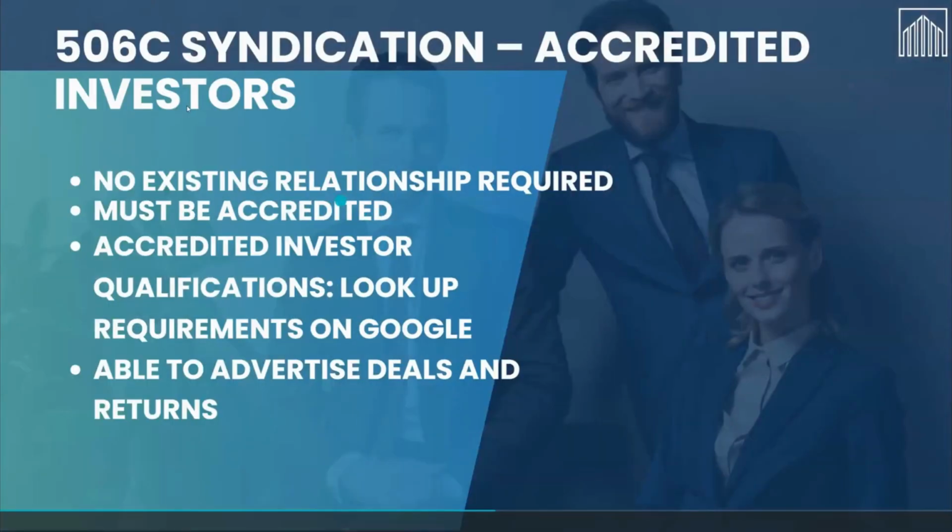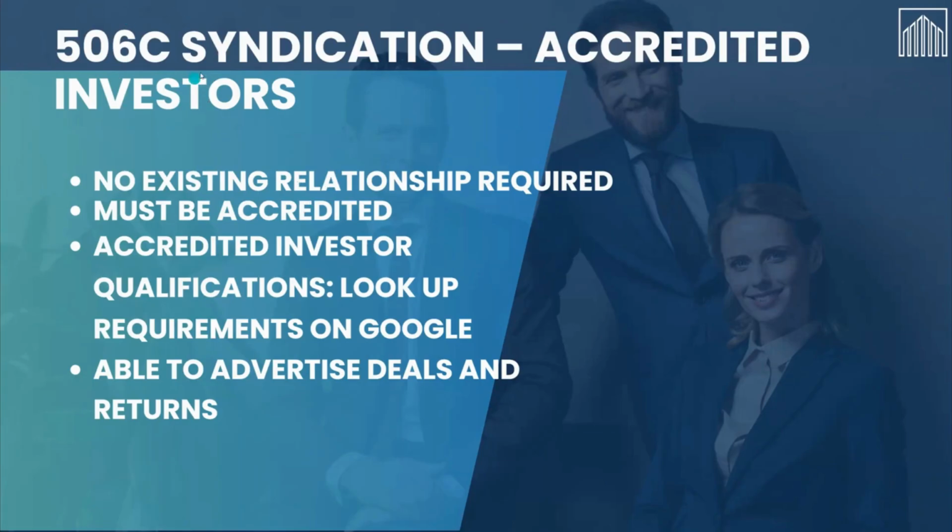Now, for a 506C syndication, they must be accredited investors. You can check out what these qualifications are on Google. I believe they've got to have $200,000 of provable income the last 2 years and reasonably expect to make $200,000 this year if they're filing separately. Or they have to have a minimum net worth of like $1 million. There are third-party companies you can use to verify this, but know that you can advertise.